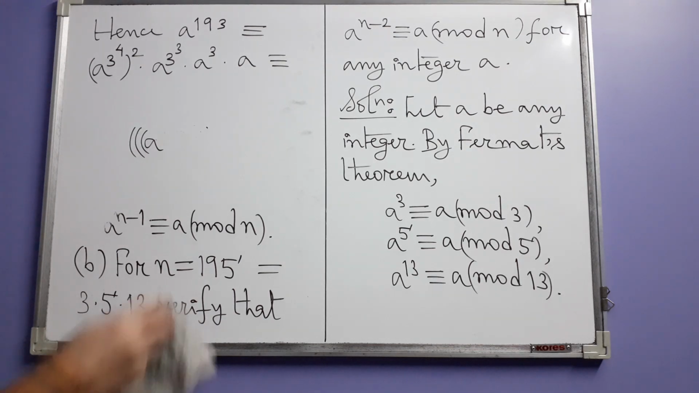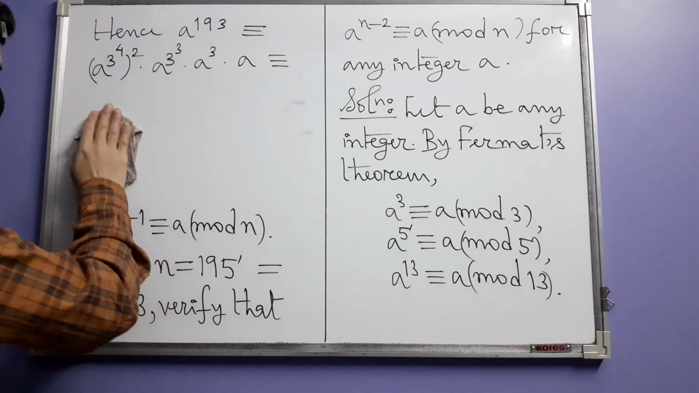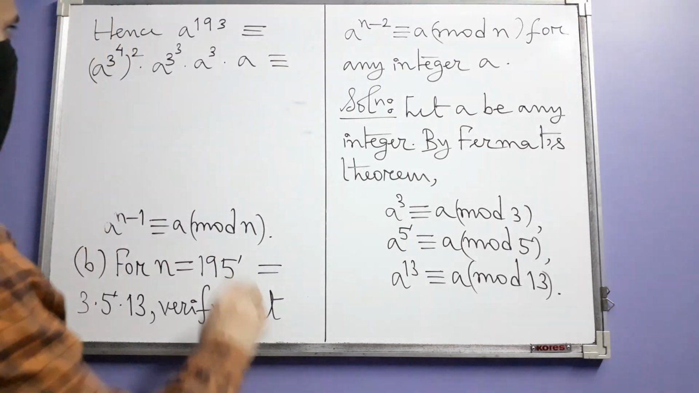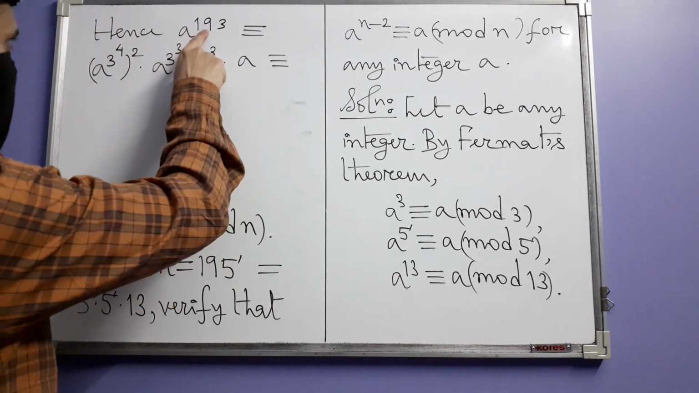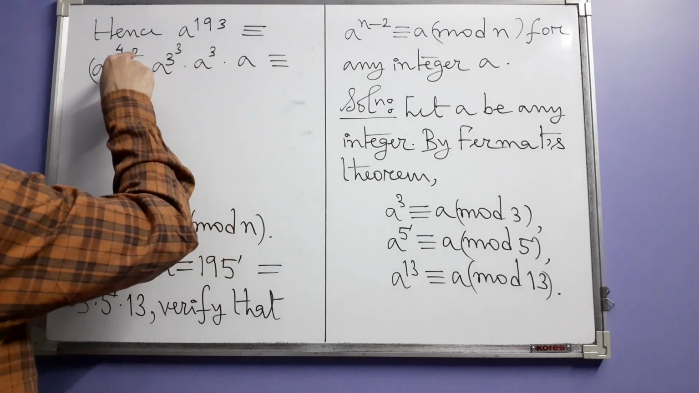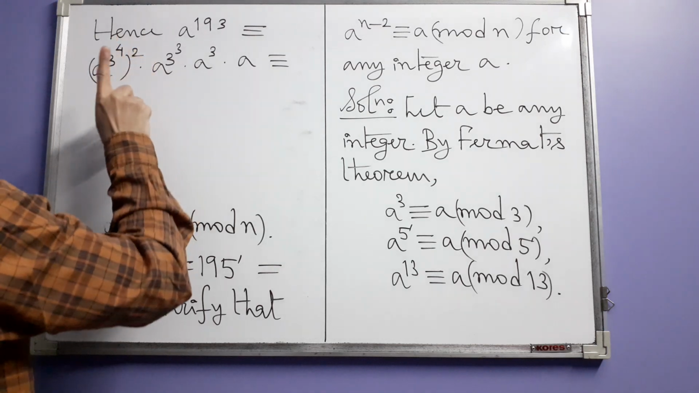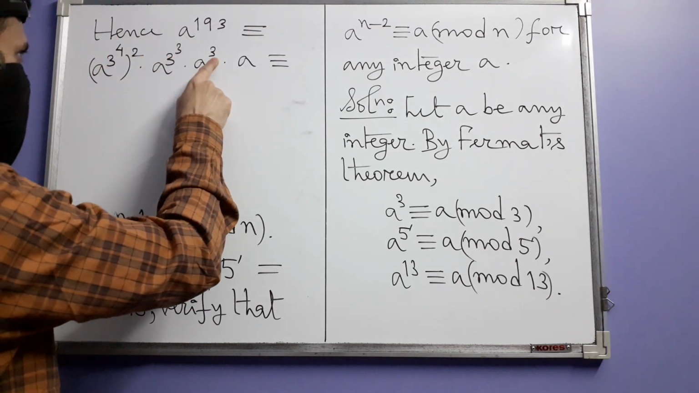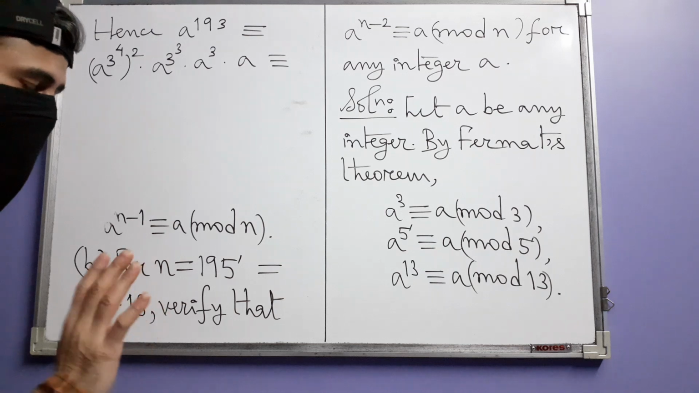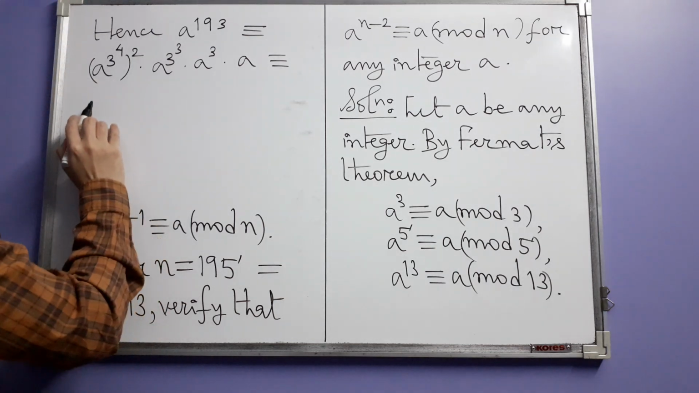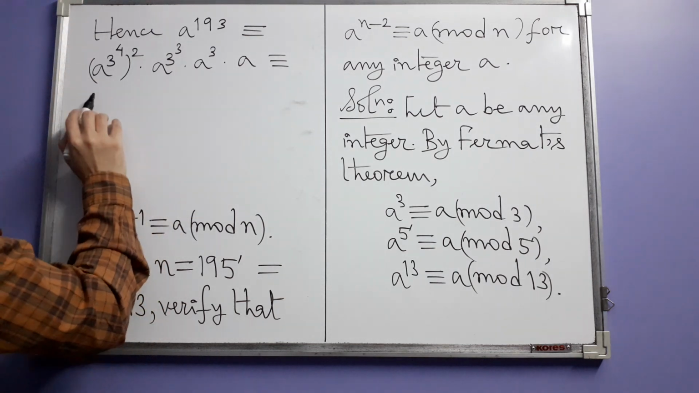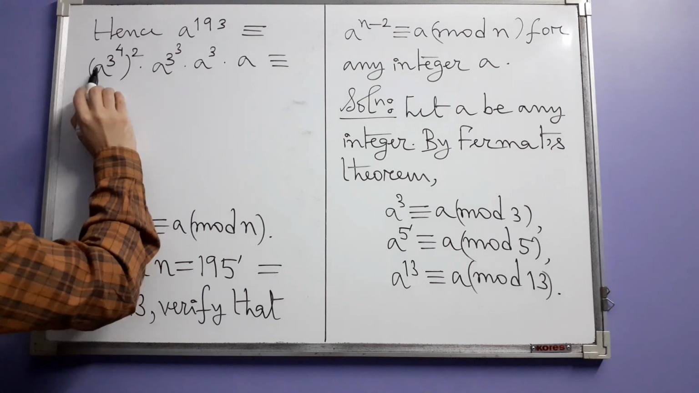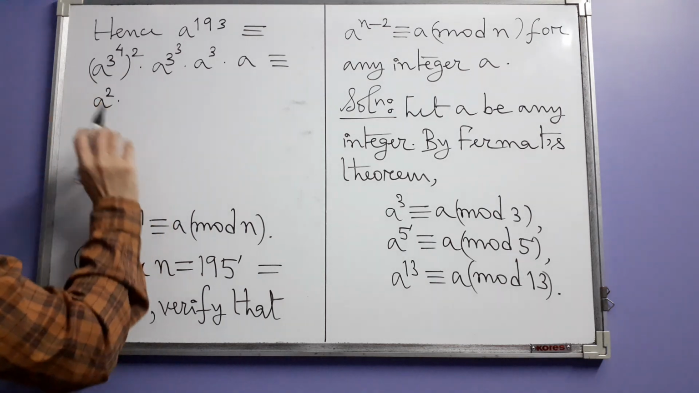Now the thing you have to verify to make sure that the calculation is true here is that 193 really is 2 times 3 to the power 4 plus 3 cube plus 3 plus 1. You see that it's true. If not, you inform me. So this ultimately becomes a square.